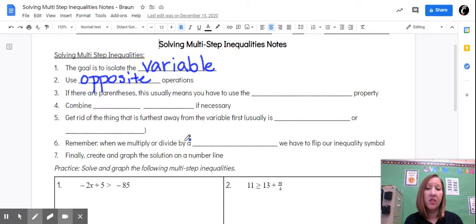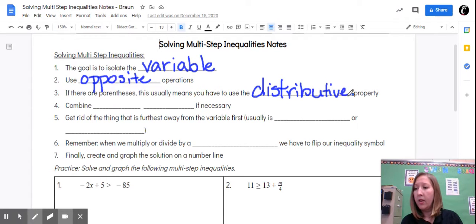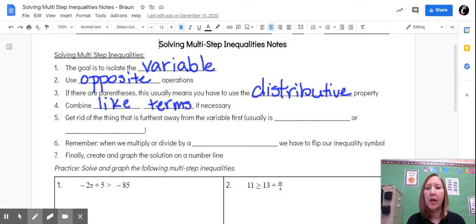If there are parentheses, this usually means that you have to use the distributive property. And this is something that we already know how to do. All right. We also want to make sure that we combine like terms if necessary. So if we have multiple terms with the same variable, we want to make sure we combine those. Next, you want to get rid of the thing that is farthest away from the variable first. So usually this is going to be addition or subtraction.